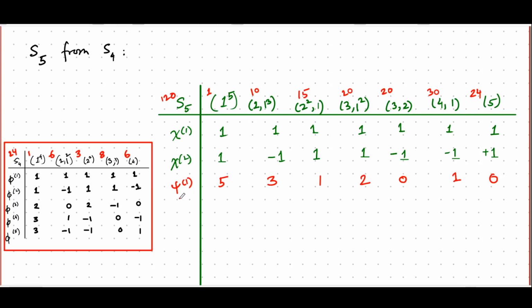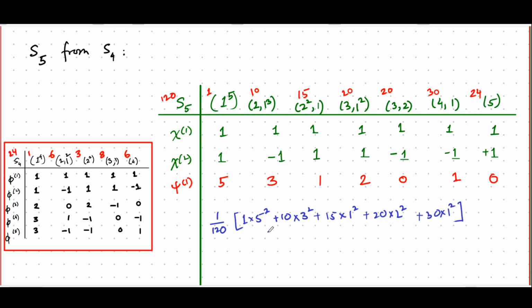So this is our first compound character that we get from phi 1, namely chi 1. Is this a compound character or a simple character? That's pretty easy to check. All I have to do is figure out how much this quantity is. 1 over 120 times 1 times 5 square plus 10 times 3 square plus 15 times 1 square plus 20 times 2 square plus a 0 here, I'm not bothering to write that down, plus 30 times 1 square.